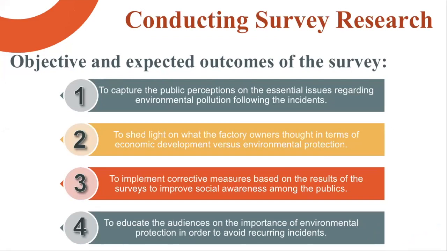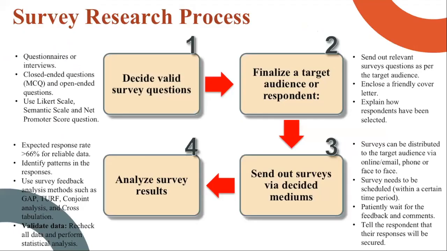in terms of economic development versus environmental protection. So based on the result of the survey research, the third one is to implement corrective measures based on the results to improve social awareness among the publics. And finally, we wanted to educate the audience on the importance of environmental protection in order to avoid recurring incidents. So the general process of a survey research would be divided into 4 steps.